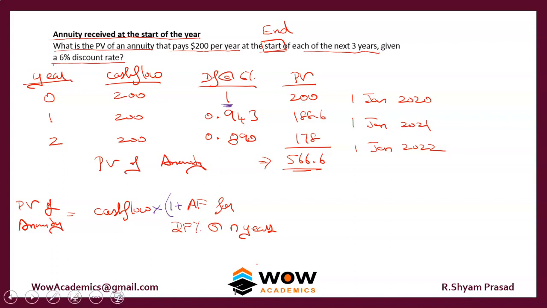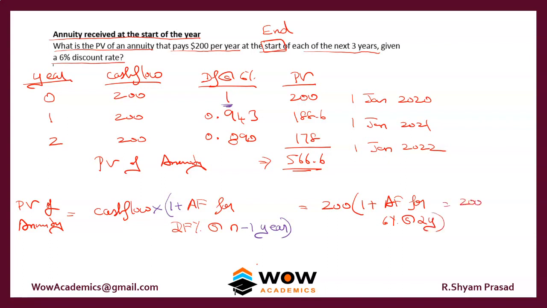So what we'll do, we'll change the formula a little bit. The formula is n minus 1 year. Okay, so we'll do this and we'll try to get an answer. The cash flow is the same, 200 into 1 plus the annuity factor for 6% at 2 years. So that is what we want. So we'll find out that number. That will be 200 into 1 plus some number. So what is that number?